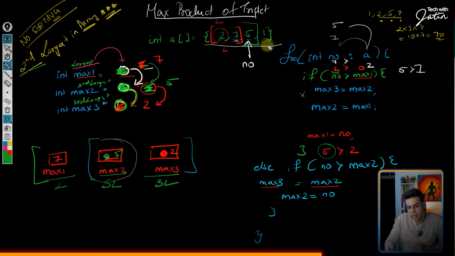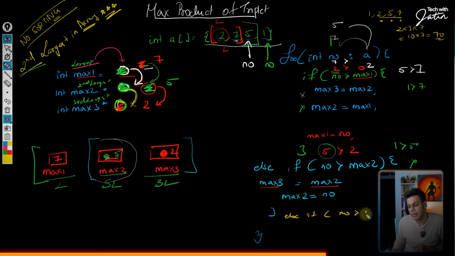Now, the thing is, see, let's take the next iteration also, which is a number. Okay, so number is going to become 1 now. Okay, and over here is 1 greater than 7? No. Is 1 greater than 5? The answer is no. And also we will check whether 1 is going to be greater than max 3. So one more block is going to come into picture. I'm going to say else if number greater than max 3. And what we will do, we will just simply update it. I'm going to say max 3 equal to number.